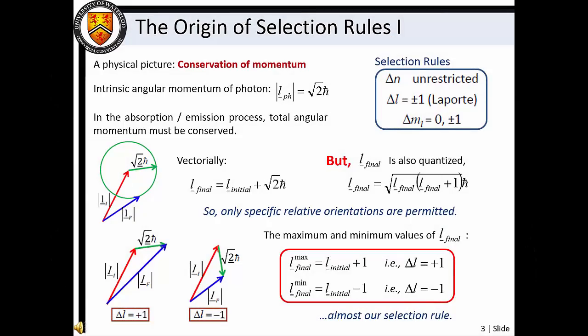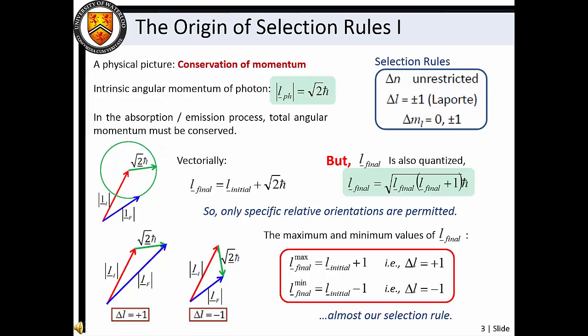One way to think about the origin of selection rules is to view a transition between quantum states from a conservation of angular momentum perspective. In an absorption or emission process, the total angular momentum must be conserved. First, recall that photons have intrinsic angular momenta and that the orbital angular momenta are quantized. We can then plot the magnitudes of the photon angular momentum and the initial and final quantum state orbital angular momenta in a head-to-tail vector sum diagram.